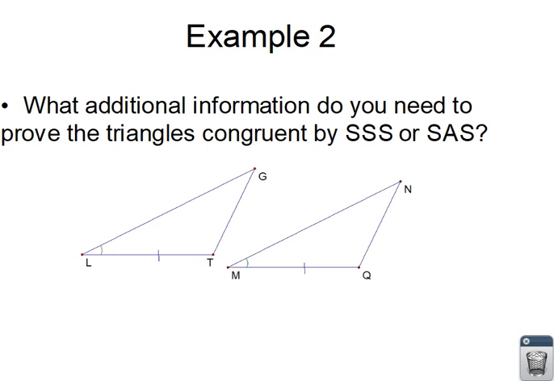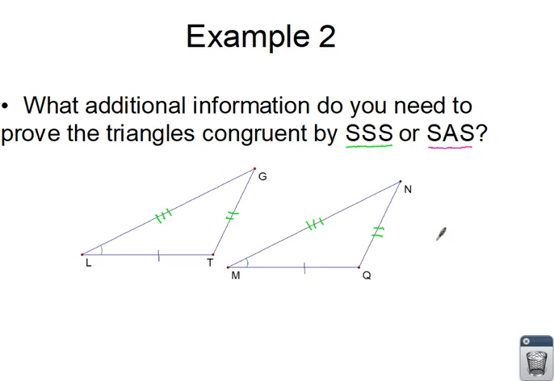We want to know, what additional information do you need to prove the triangle is congruent by side, side, side, or side, angle, side? So let's start with side, side, side. How much more would you need for side, side, side? You only have one side right now, so we would need that side to be equal, and we would also need this side to be equal. That's a proof that's going to be pretty challenging because it doesn't have enough information.